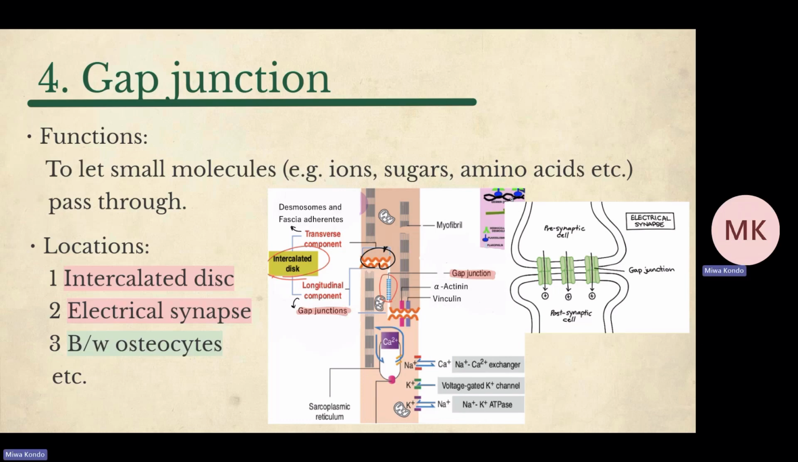Where can gap junctions be found? Examples include intercalated discs in cardiomyocytes, especially on the longitudinal side, electrical synapses, and the canaliculi of osteocytes.